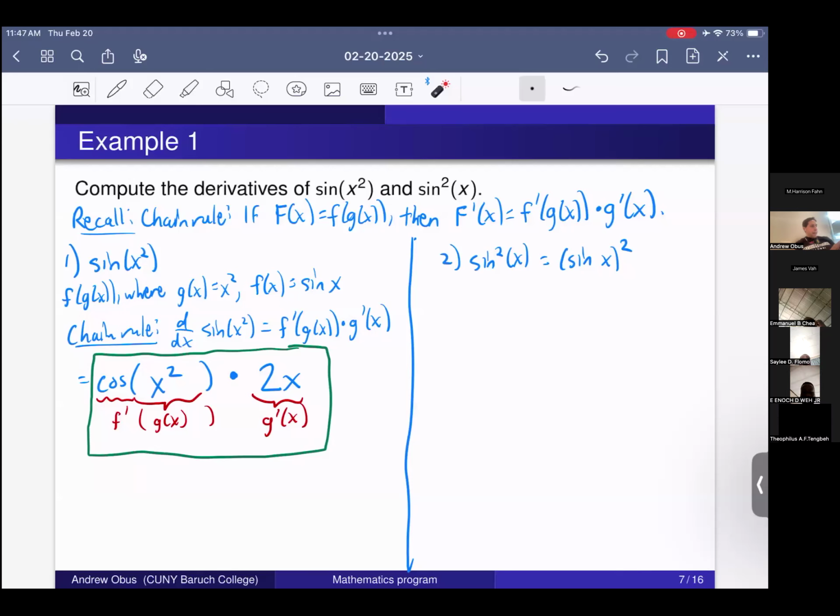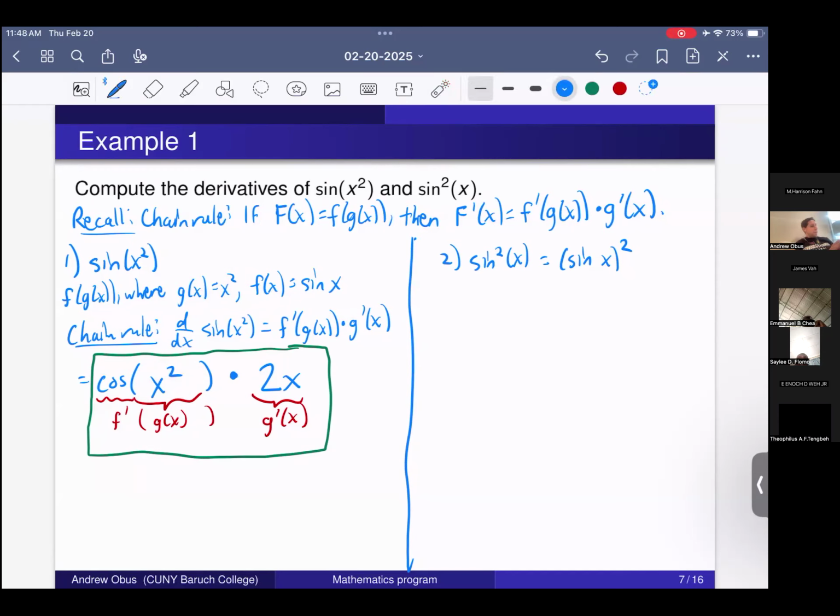Yeah. Exactly. And that's why we have the sine x and we have the x squared. Those are both parts of this function. Differentiating the x squared gives you the 2x, and differentiating the sine x gives you cosine x. But you don't just have cosine x, because it's not f prime of x, but f prime of g of x. So you have to plug in g of x into cosine. You can't just have cosine of x. You have to actually have cosine of x squared.